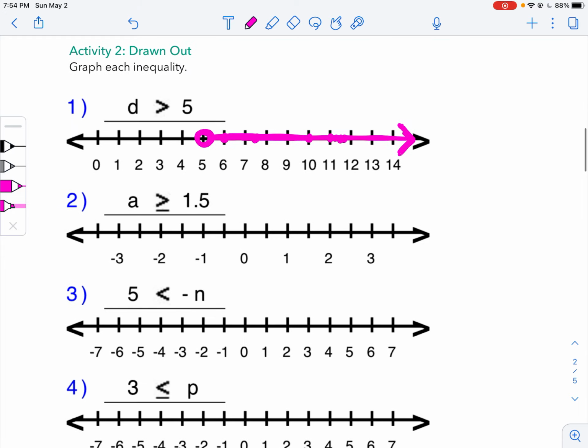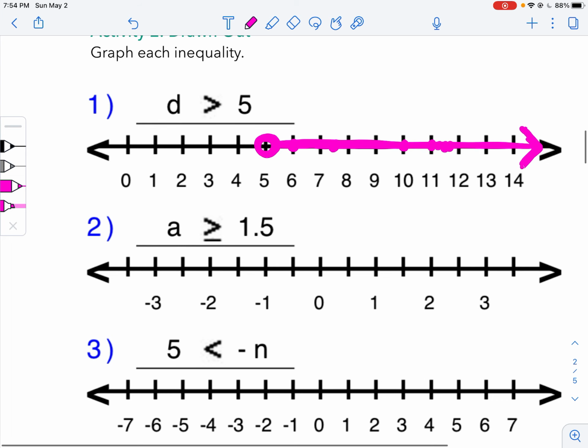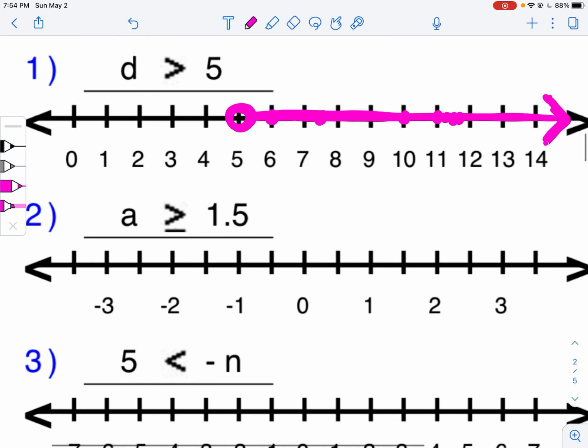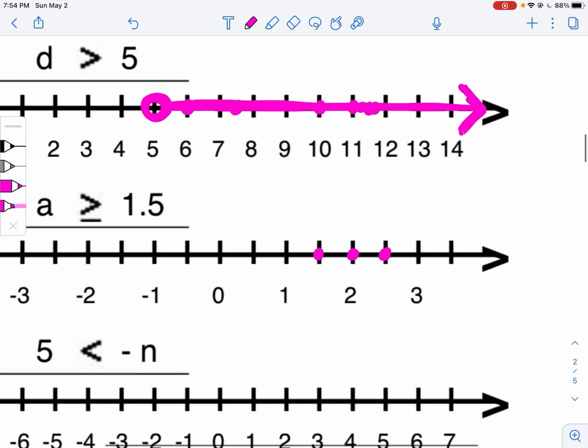Now let's look at numbers that are greater than or equal to 1.5. Well, 1.5 is equal to 1.5. And 2.5 is greater than 1.5. 2 is greater than 1.5. We're going to take that arrow and make it go all the way. Yay. But this time we have a solid circle at 1.5.